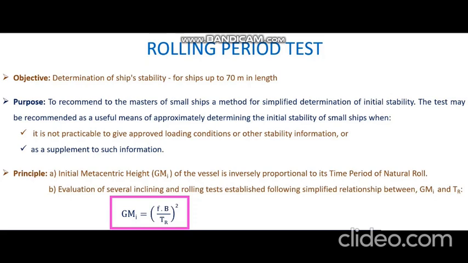GM initial is equal to F into B upon TR, whole square, where F is the rolling coefficient of the ship. B is the breadth, and GM you all know is the initial metacentric height, and TR is the period of roll. So please take down this formula also. Questions come on this formula also. I'll show you how the questions have come in the MMD exam, but you need to remember this also. Okay.